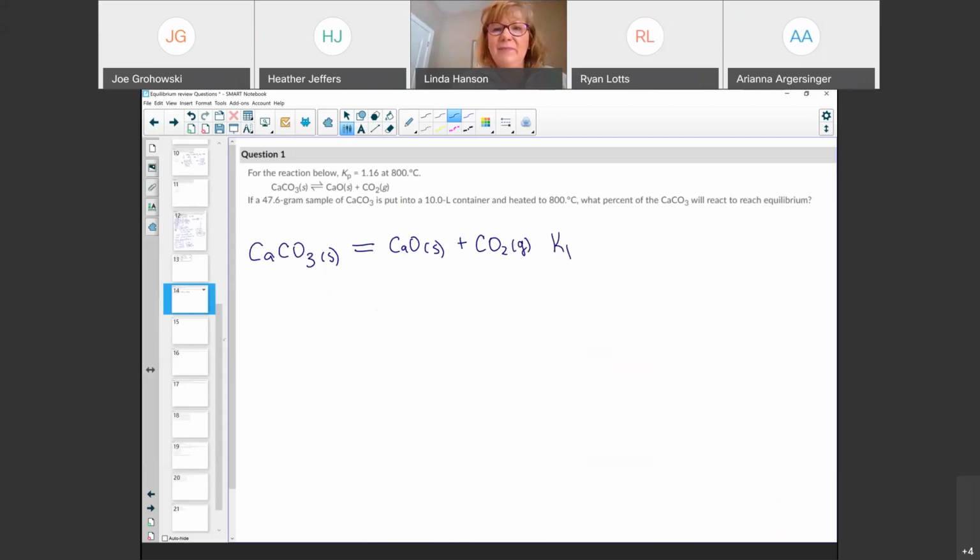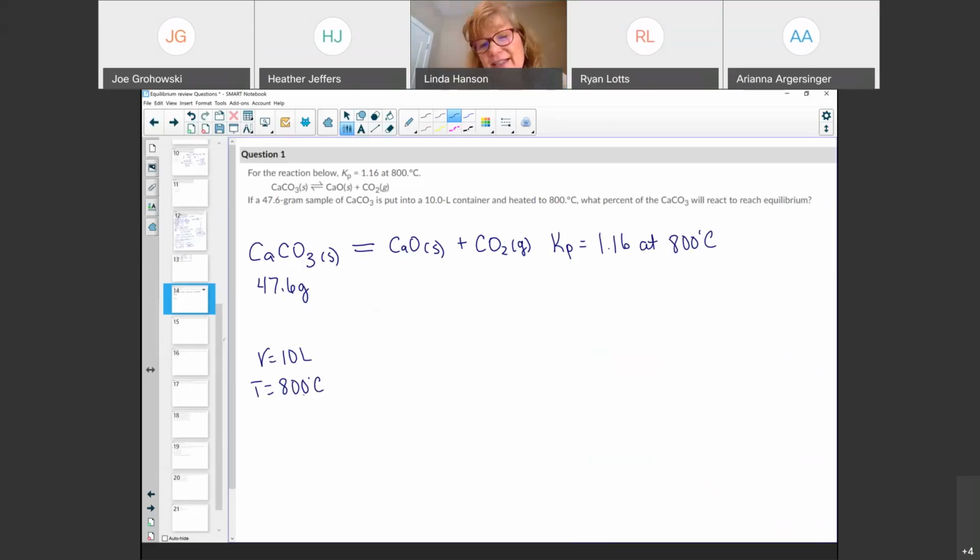There you go. And the Kp is equal to 1.16 at 800 degrees Celsius. I'm going to place in 47.6 grams of calcium carbonate, and I put it into a 10-liter container. It's heated to 800 Celsius, and it's asking me what percent of the calcium carbonate reacted to reach equilibrium.